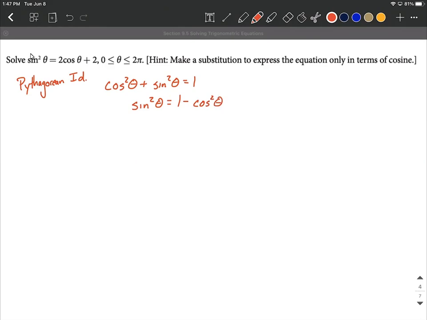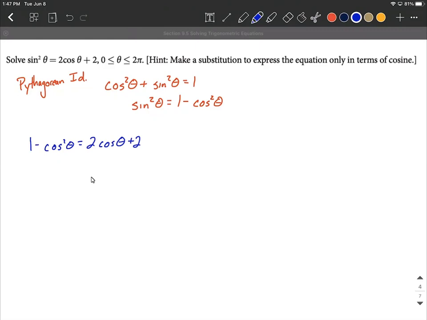I'm going to replace that in on the left-hand side. So now we have 1 minus cosine squared of theta equals 2 cosine of theta plus 2. Now we have an equation that only has cosines involved. So what I'm going to suggest is we get everything on one side and try to factor it.